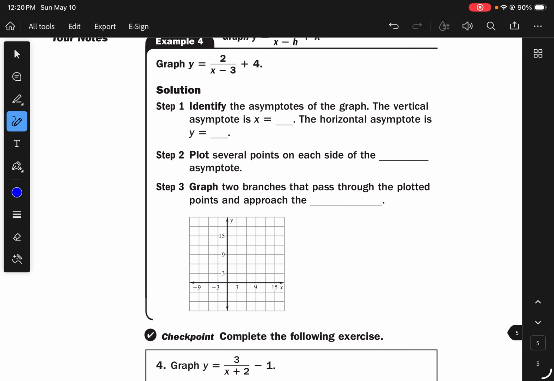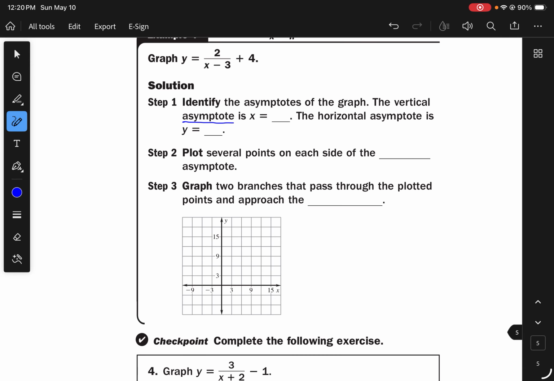So I've got 2 over x minus 3, plus 4. Asymptotes are where you have to think about what works for our domain and range and what doesn't. The asymptote is what doesn't work. So when you're referring to a vertical asymptote, if you were to draw an up and down line, what's that x equals that it doesn't work for? The horizontal asymptote is that right and left y equals line. What does it not work for? So here, for what x value does this not work?